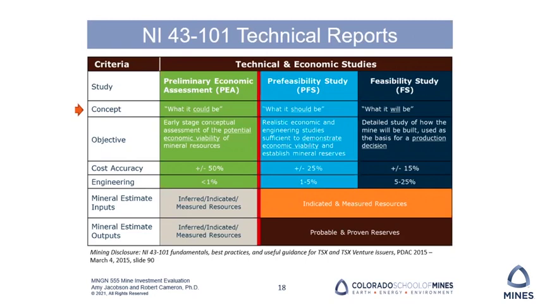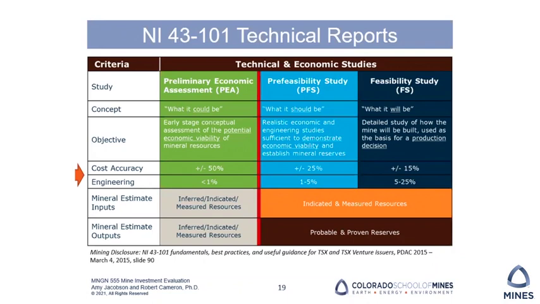our business plan. Also important in this table are the fourth and fifth lines, which talk about the accuracy and the amount of engineering that goes into these different reports. Cost accuracy can be plus or minus 50% for a PEA, or you can think of it as a scoping study. In other words, if you determine that it's going to cost $1 billion to construct the mine, the real cost could be anywhere from 500 million to 1.5 billion.